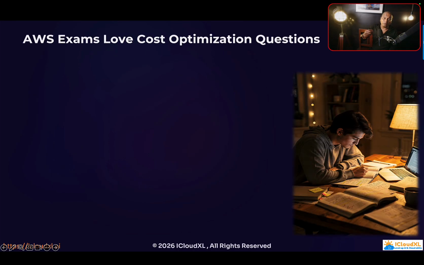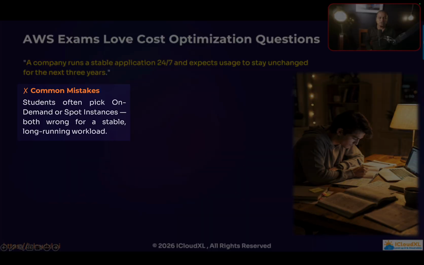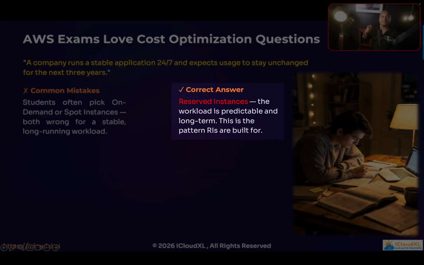AWS exams love to test cost optimization questions, and reserved instance comes up in the questions every time. For example, a company runs a stable application 24/7 and expects usage to stay unchanged for the next 3 years. So basically, the company is ready to give a 3-year commitment. The common mistake is students often pick on-demand or spot instances to save the cost. But the right answer is reserved instance.